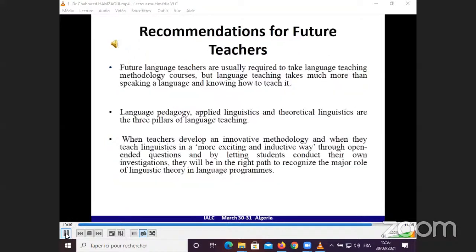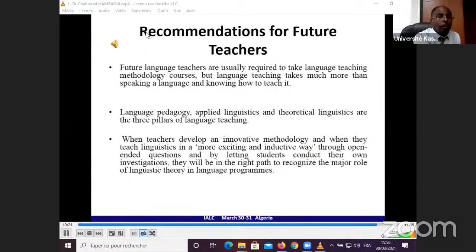Here are some recommendations for future teachers who are usually required to take language teaching methodology courses. Language teaching takes much more than studying the language and knowing how to teach it. We need to know how language works as a system, so we can make informed choices in our teaching. This way, language pedagogy, applied linguistics, and theoretical linguistics are the three pillars of language teaching.